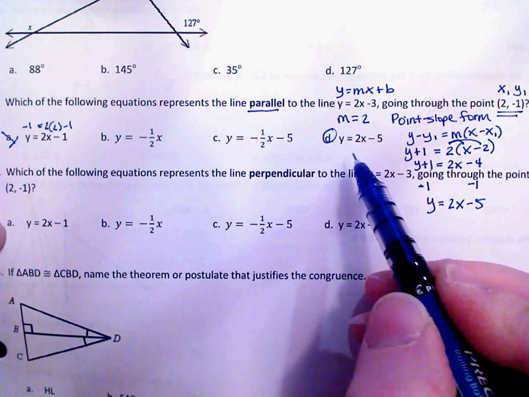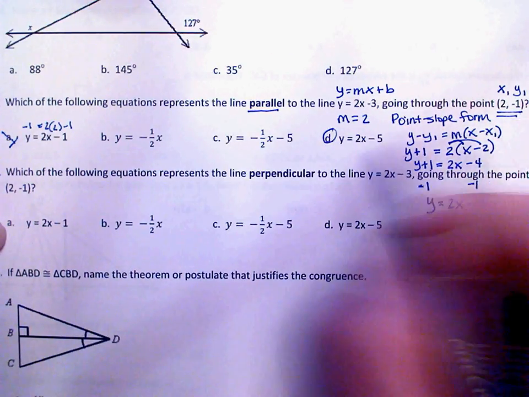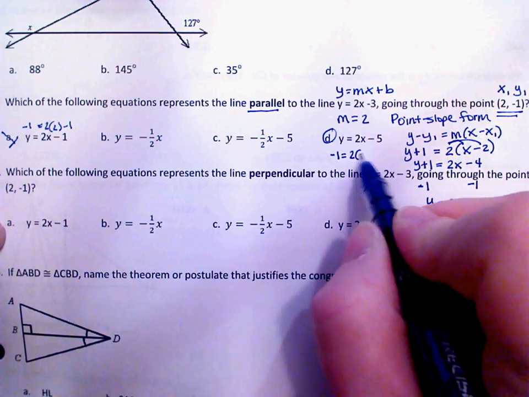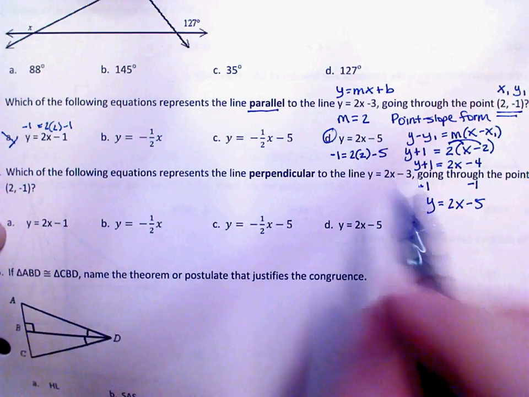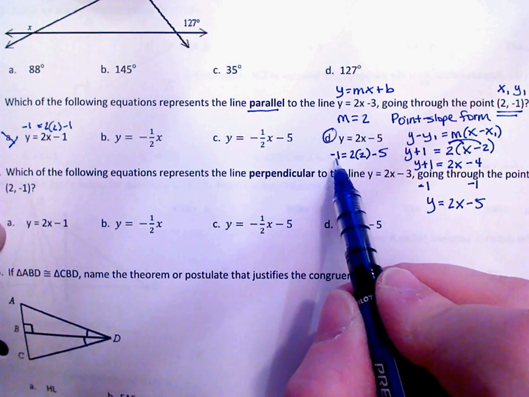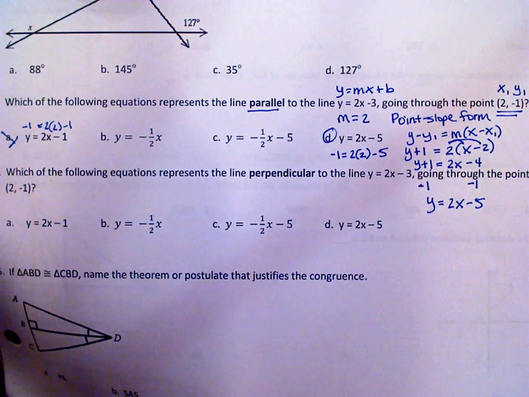So I know this is not the equation that gives the information we're looking for. But on the one that we've chosen as the correct answer, if I put negative 1 in for y, and I put the 2 in for the x, it does make a true statement. 2 times 2 is 4, minus 5 is negative 1. So that's just another option for finding the correct answer.